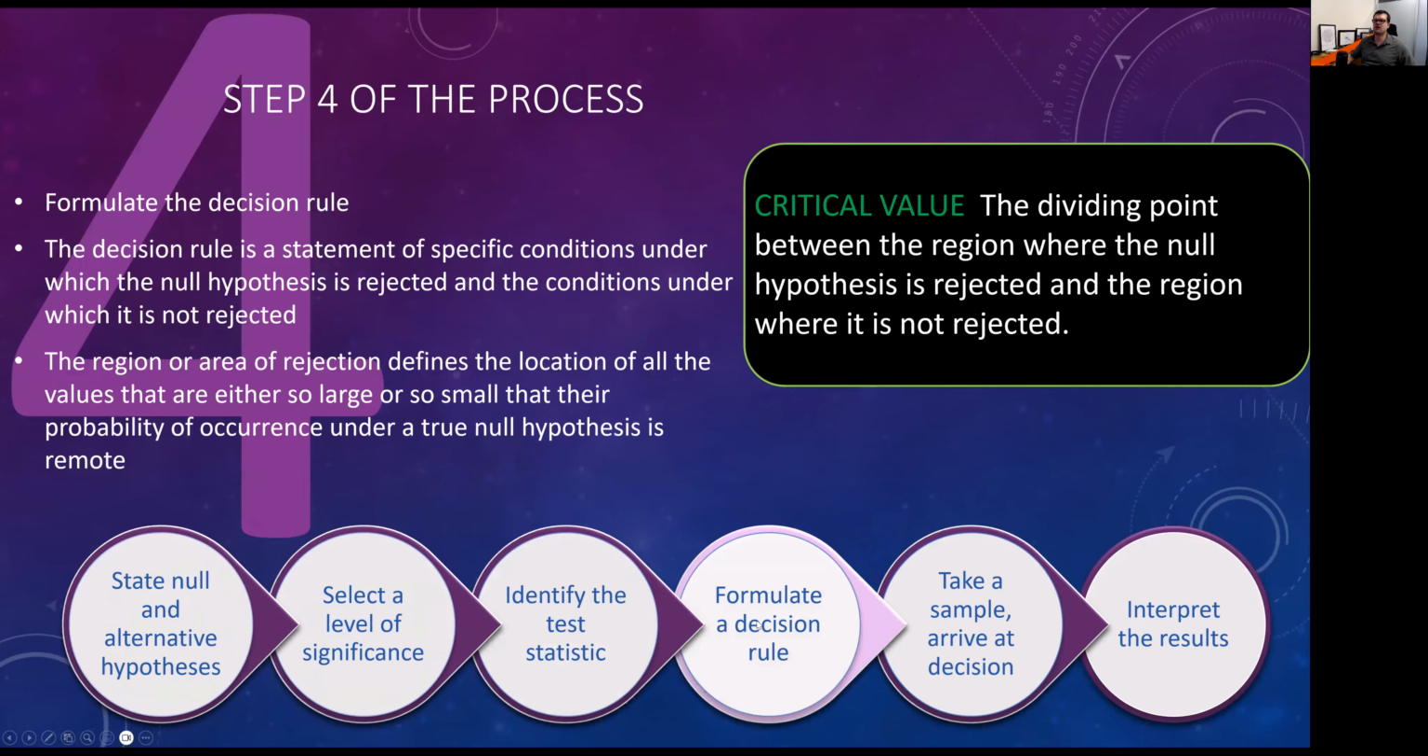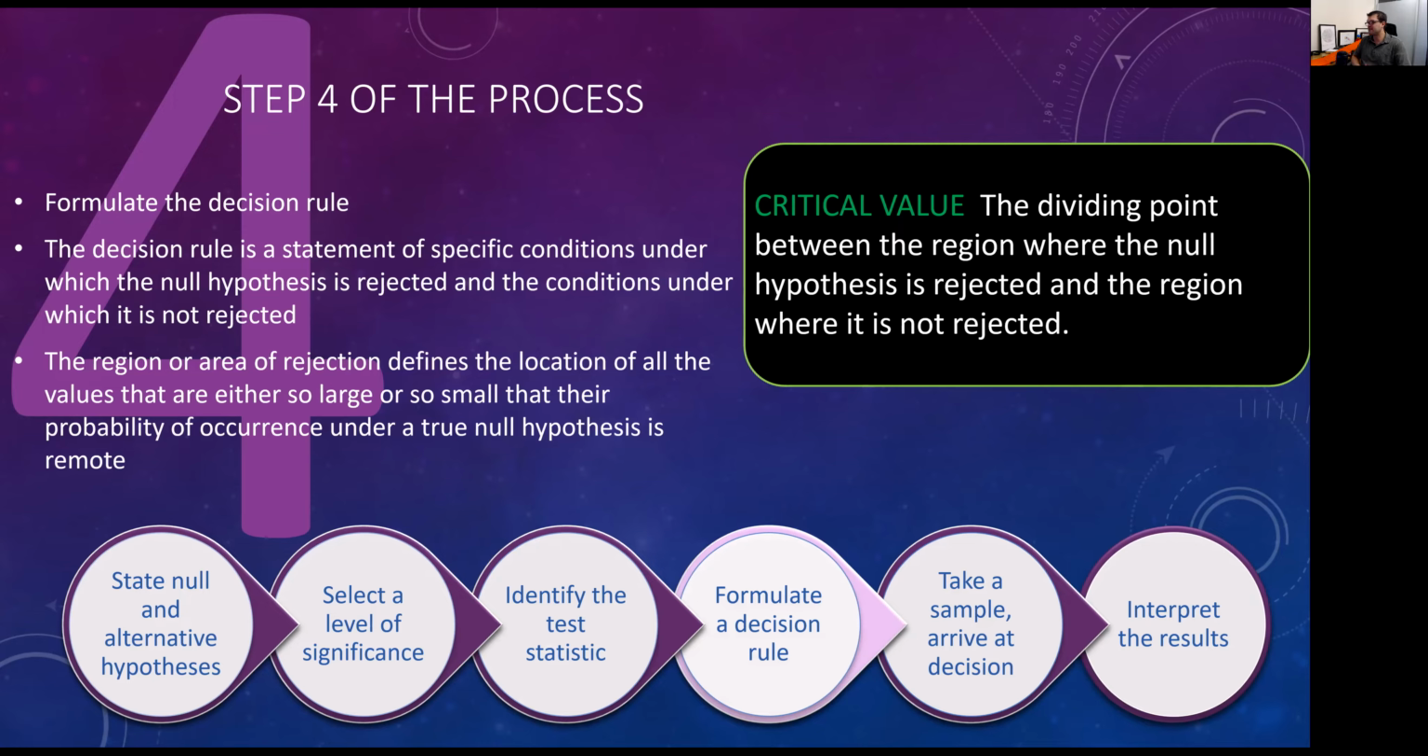But we're going to now formulate a decision rule. Okay, a decision rule uses something called a critical value. A critical value is essentially a point or a value that if your z calculated value is beyond the z critical value, or t or chi-squared, if your calculated value is beyond your critical value, you reject the null hypothesis. If your calculated value is not beyond your critical value, you fail to reject the null hypothesis. And so it's a decision rule.